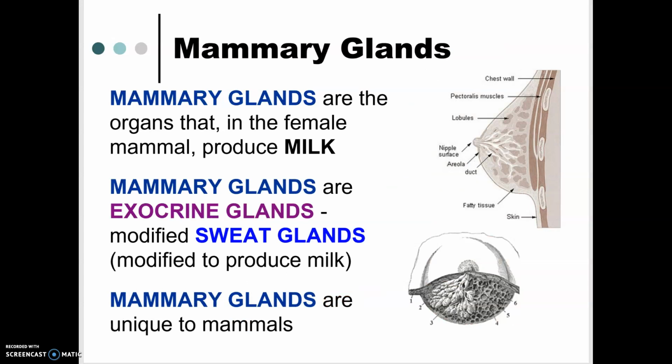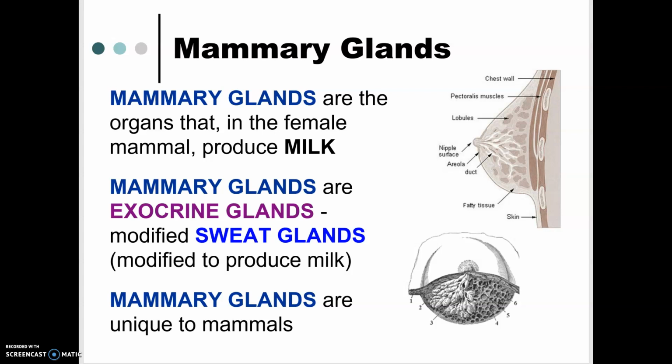One more structure that we see in the female reproductive system are the mammary glands, and the mammary glands are exocrine glands. They're modified sweat glands, which is why they're sometimes talked about in the integumentary system, but they're in the female mammal, and they produce milk, which nourishes the young.